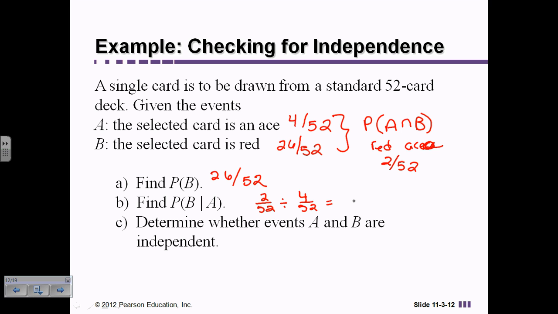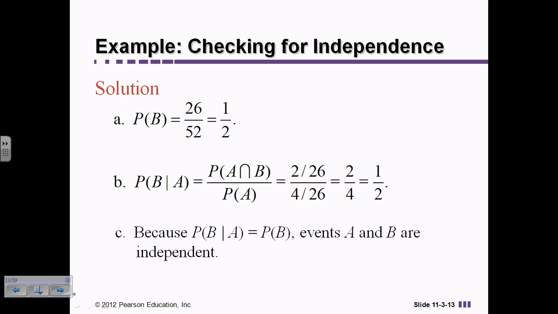So I end up with 1/2, and this also ends up with 1/2. So determining whether or not those events are independent, since I ended up with 1/2 for both of them, they are independent. The probability of B we just figured out was 1/2. The probability of B given A we figured out on the other screen was 1/2. Since those probabilities are the same values, these are considered to be independent events.